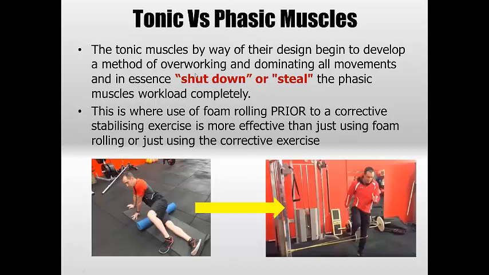So basically what happens is the ITB and TFL are going to steal the work from the other ones. This is where we might see the clam being done, which is a good glute exercise, but the ITB trying to take over and do it. So all you're doing is using an exercise to make the ITB even more facilitated.